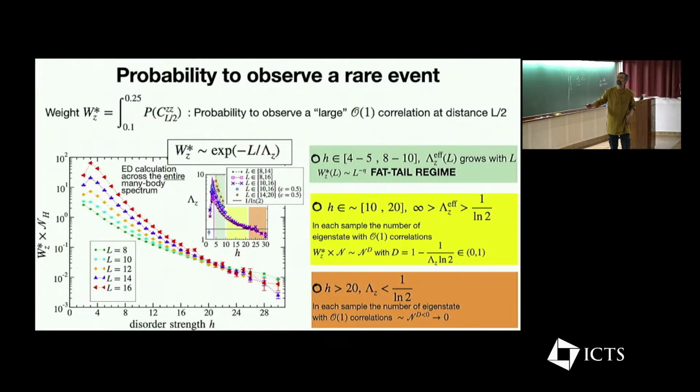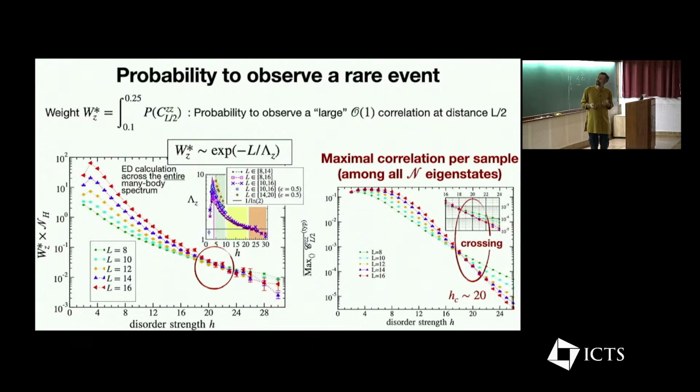Another regime, the yellow one, where there's no size dependence, but this length is still above a threshold, and the orange one, where now rare events are super rare. So in fact, you pick up a sample, you don't see it. And from time to time, you can see that. And this is also confirmed by looking at the maximal correlation per sample over eigenstate. You take a sample, you get the exponential eigenstate, and you pick up the maximal correlation. And you do the statistic on that. And this gives you exactly the same crossing point at disorder 20.